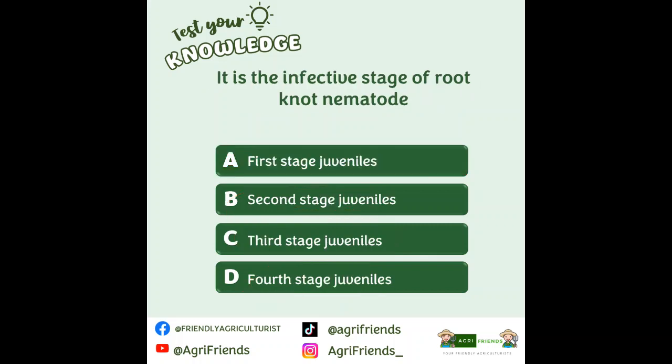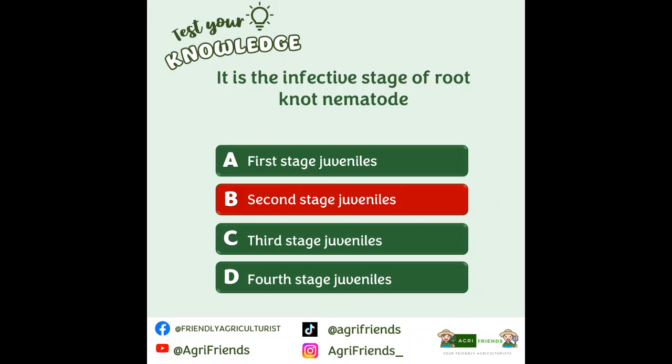Next, it is the infective stage of root knot nematode. A. First stage juveniles. B. Second stage juveniles. C. Third stage juveniles. Or D. Fourth stage juveniles. The answer is B. Second stage juveniles.